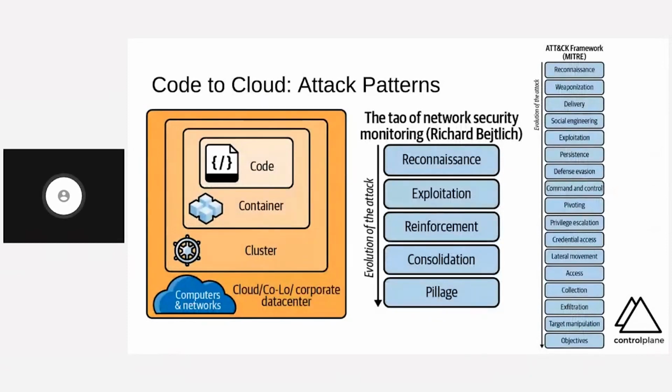First of all, consider the 4 C's of Kubernetes security: code, container, cluster, cloud, colo, corporate data center. So the code is our human readable or compiled code. It is the source from which our application is derived. The container is the instantiated invocation of that source.